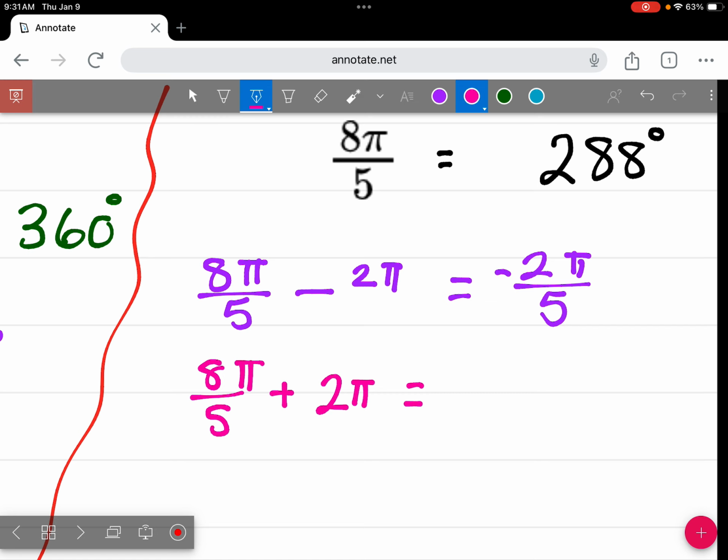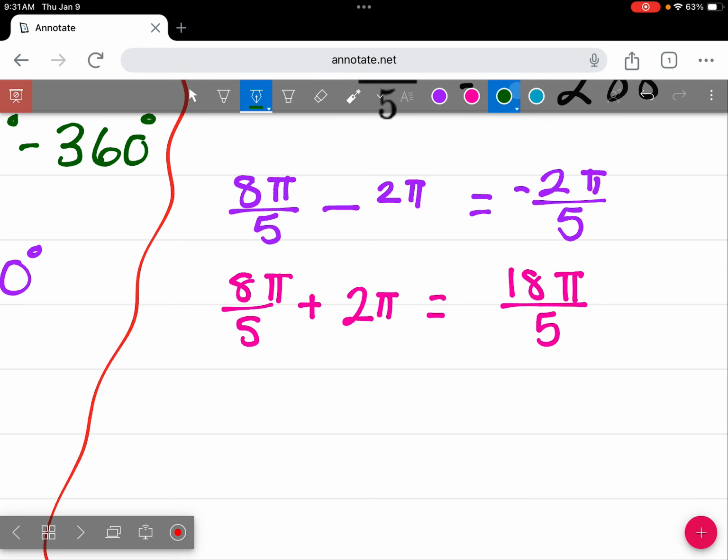So what are we going to have? 18 pi over 5. I was like, you went a whole nother time. Because 2 pi, if you think about 2 pi being 10 pi over 5. Two pi is the same thing as 10 pi over 5, right? So common denominatoring, we'll work with it here.